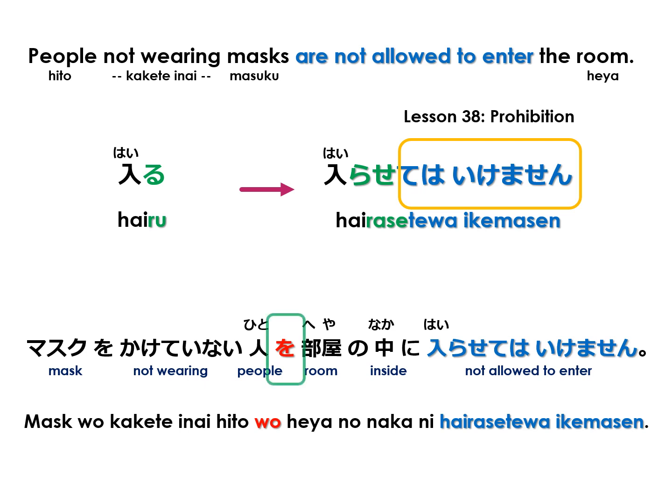Now, because this is a coercive causative sense, meaning we're excluding people who don't wear masks, but they do want to enter, and our main verb is 入る, which is intransitive, we can only use the particle を for 人. マスクをかけていない人を部屋の中に入らせてはいけません.